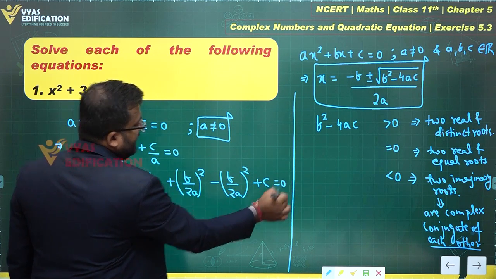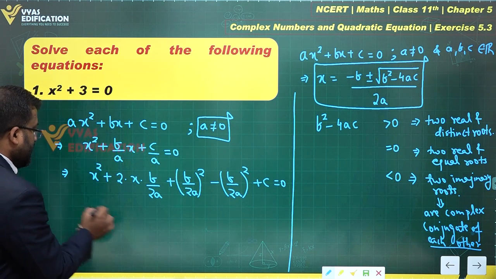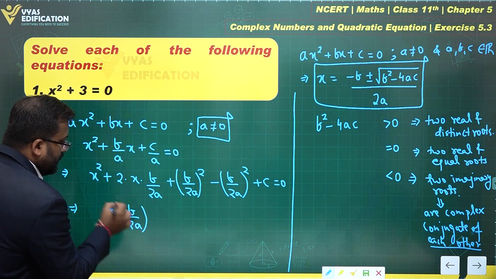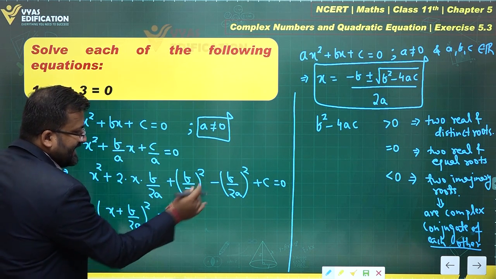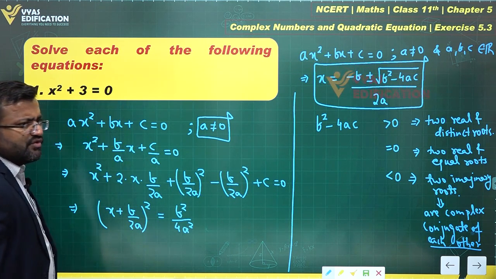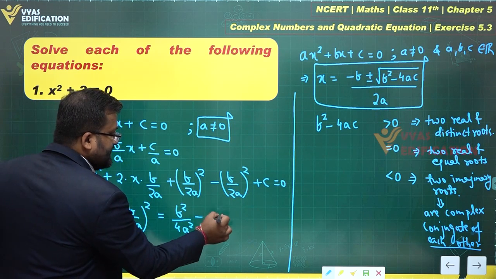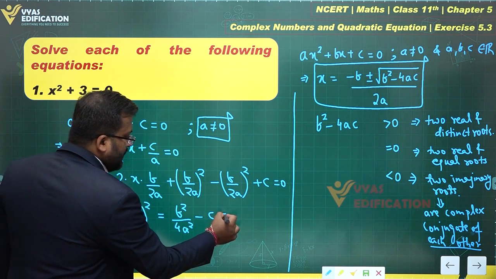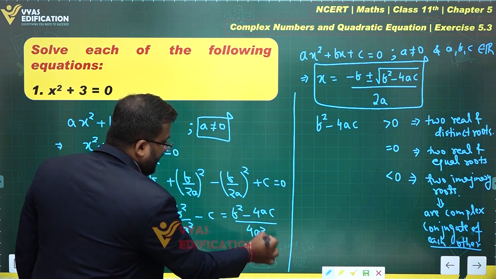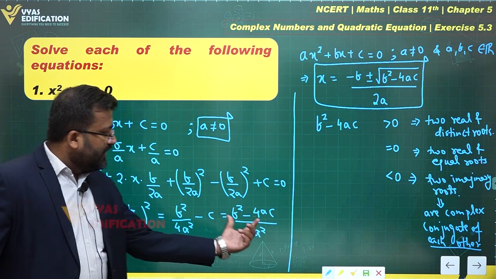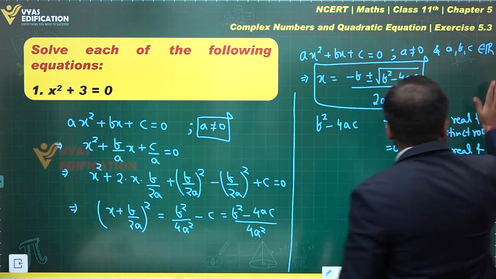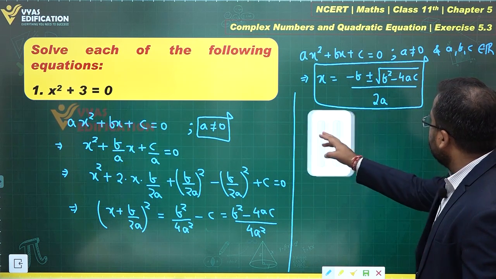Plus c is already there, mind you. And from here you can note that this becomes x plus b by 2a whole square first. And on the right hand side you get b square upon 4a square. This minus term goes over there and becomes plus, and plus c goes over there and becomes minus. This will simplify to b square minus 4ac upon 4a square. This square equals this. Let's take under root on both sides.